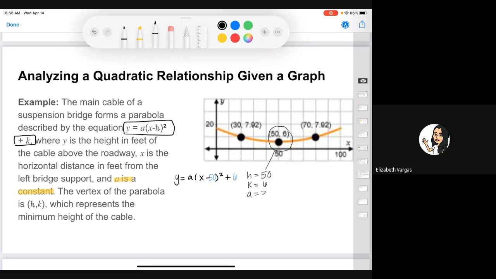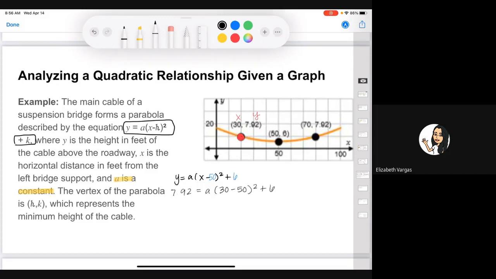And the way that we're going to do that is we're going to choose a point on this graph. So I'll choose this one, and that's what we're plugging in to solve for a. So this is telling me my x is 30 and my y is 7.92. So I'm going to erase this just so we have more space. So y is 7.92. I'm looking for my a. My x is 30. And then my constants were 50 and 6.